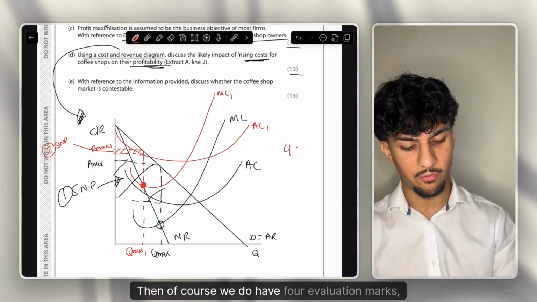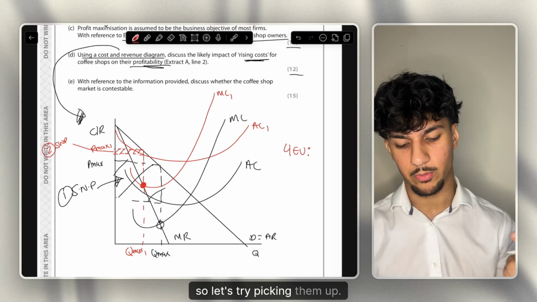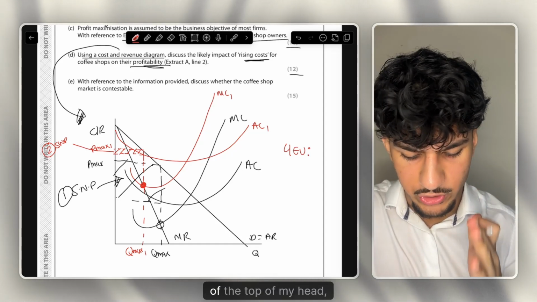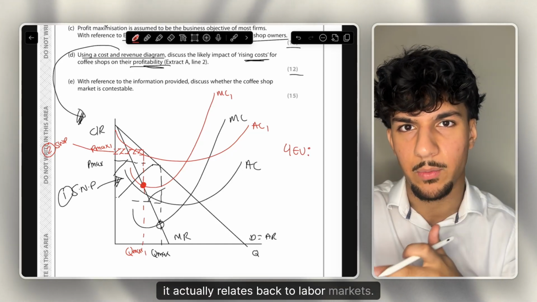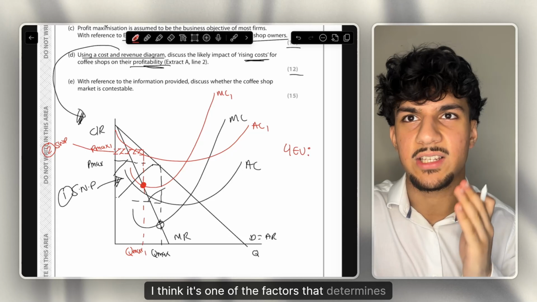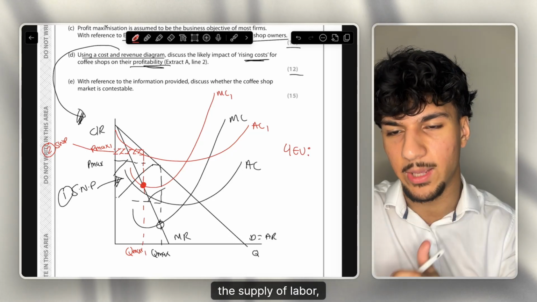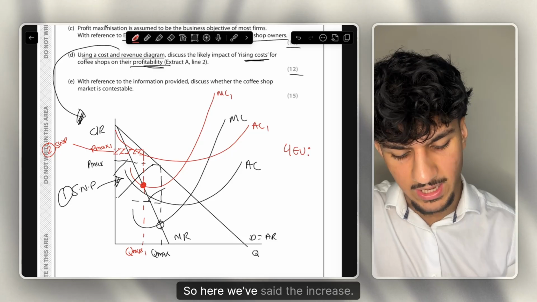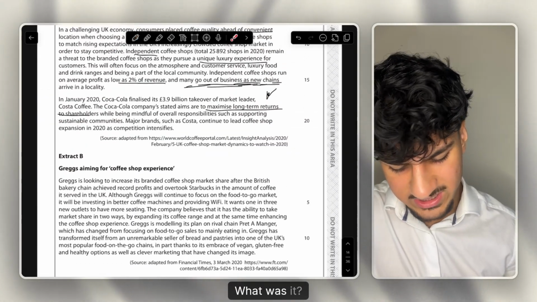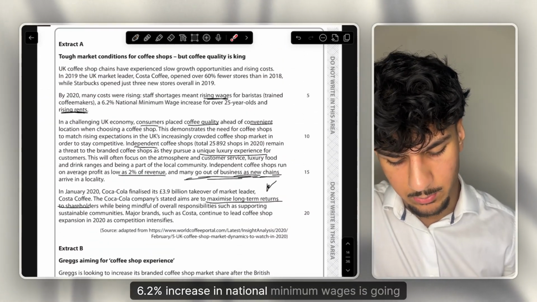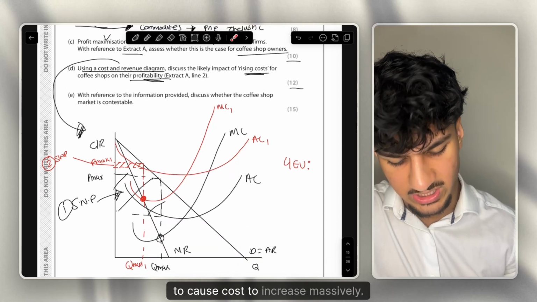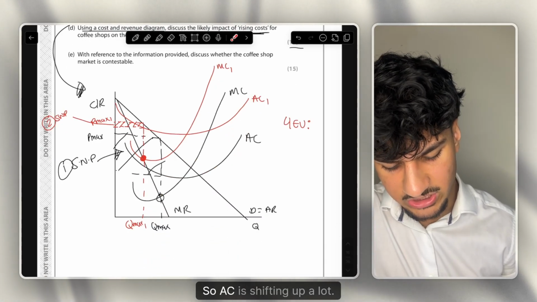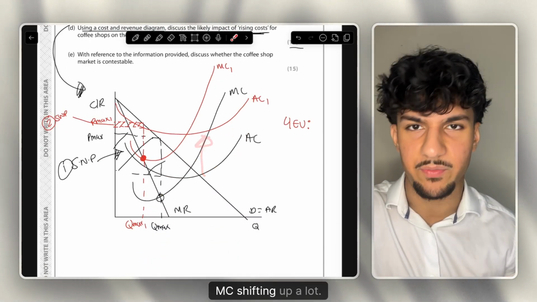But then of course we do have 4 evaluation marks, so let's try to pick them up. So the best evaluation point I can think of off the top of my head actually relates back to labour markets. I think it's one of the factors that determines the supply of labour, which is the percentage of costs it makes up for a firm. So here we've said the 6.2% increase in national minimum wages is going to cause costs to increase massively, basically. So AC is shifting up a lot, MC is shifting up a lot.